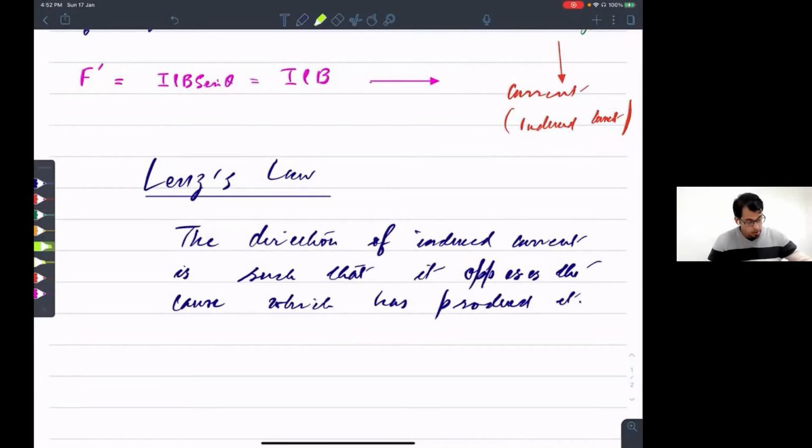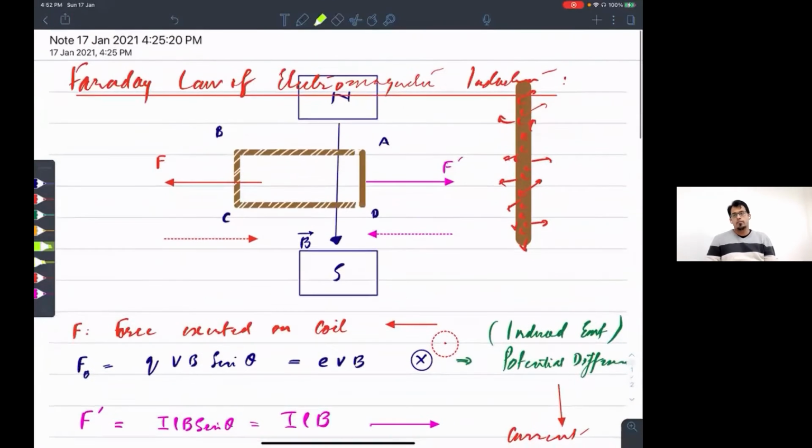And let me do one more thing. Let me highlight this, opposes the cause. Because many students remember that it opposes the induced current. I didn't say it opposes the induced current. Direction of induced current is such that it opposes the cause. What does it mean? I simply made things simple for you by using this coil.